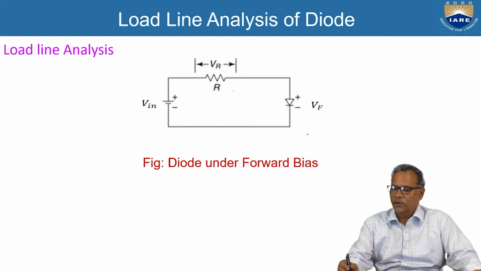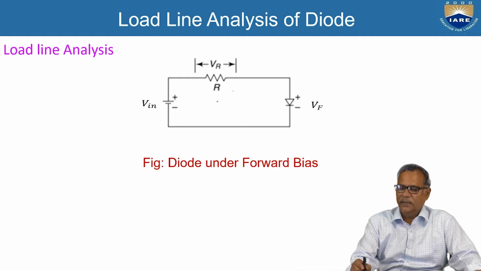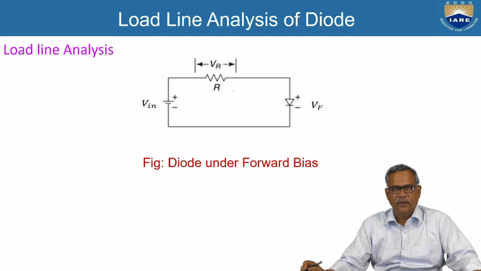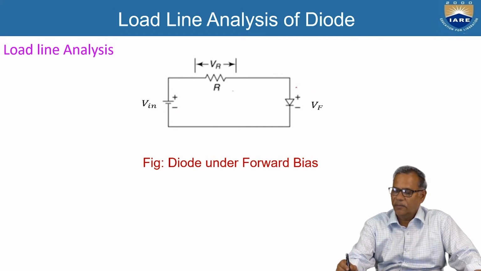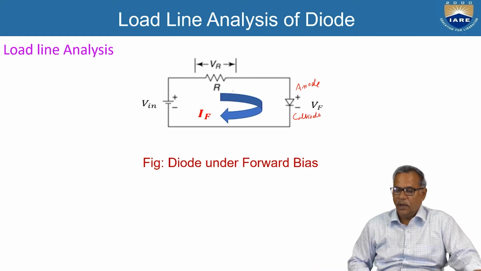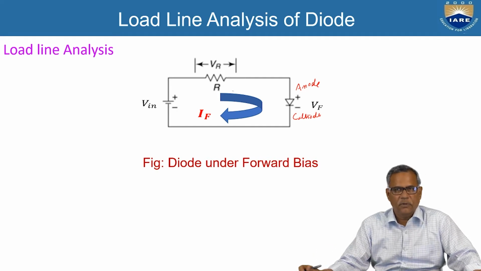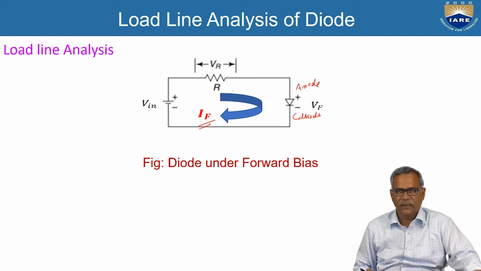Now let us consider a diode excited with an external DC power supply, with a resistor connected in series with the diode. We are going to do the load line analysis for this diode. Because I am giving positive voltage to the anode terminal and negative voltage to the cathode terminal, this diode is said to be forward biased. When we apply a positive voltage to the anode and negative voltage to the cathode, that causes a forward current in the loop. The forward current is called IF.